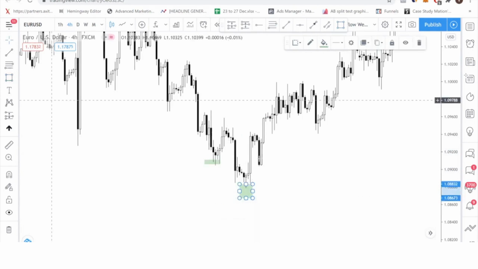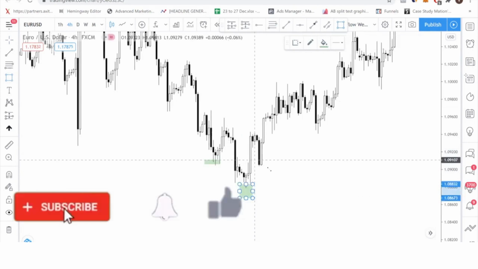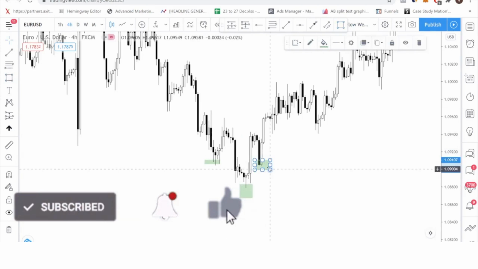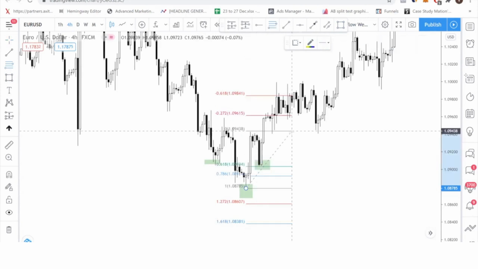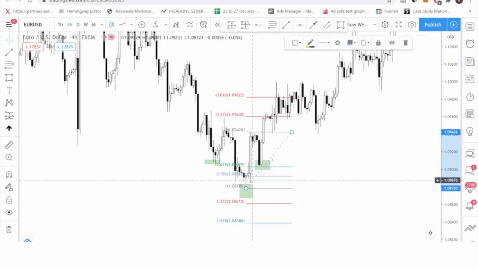Now I want to talk to you about the last portion of this. How do you set your stop loss and take profit? In this case, let's assume that you buy somewhere here. Your take profit will always be this minus 0.272 level, or the 1.272 level, depending on how you draw it. Both are the same actually. So you always want to take profit at the 0.272 level.